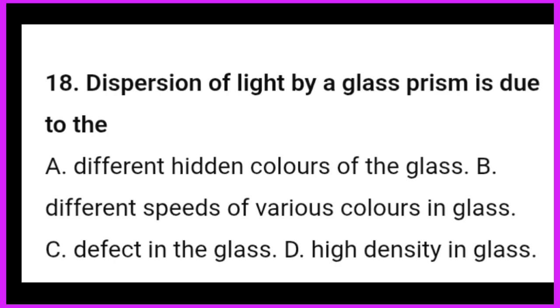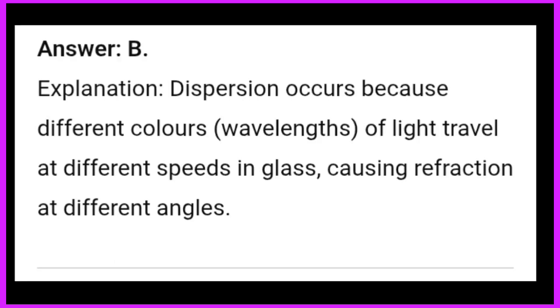18. Dispersion of light by a glass prism is due to the A. Different hidden colors of the glass. B. Different speeds of various colors in glass. C. Defect in the glass. D. High density in glass. Answer B. Explanation: dispersion occurs because different colors, wavelengths, of light travel at different speeds in glass, causing refraction at different angles.